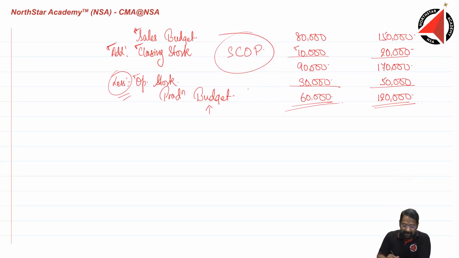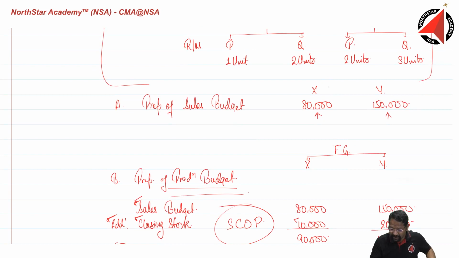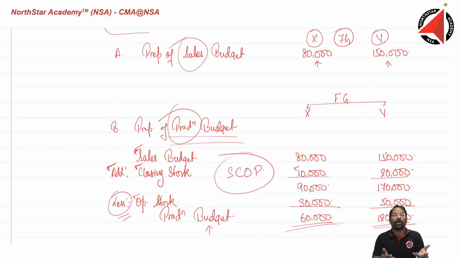What is the next budget that you need to get? So we need to calculate raw material consumption budget. So now answer my question. We were writing sales, so we wrote finished goods, finished good X, finished goods Y. We were writing production. Production of what? Finished goods only. So we wrote X and Y.